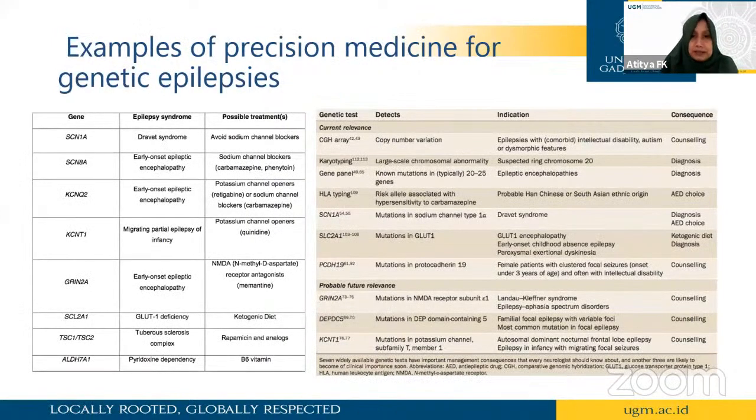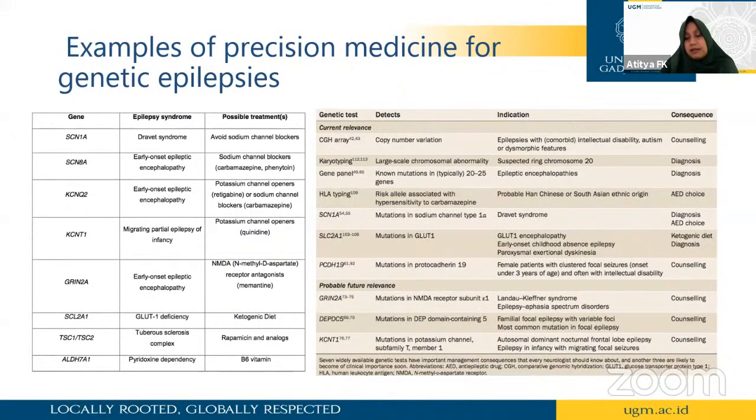Sehingga pemeriksaan genetik ini cukup penting karena akan berpengaruh kepada konseling, kepada terapi, kepada manajemen. Jadi misalnya setelah diketahui pasien dengan Dravet syndrome, setelah dicek ada mutasi pada SCN1A, maka obat-obat yang harus dihindari adalah obat-obat yang bekerja pada sodium channel blocker seperti phenytoin ataupun carbamazepine. Kemudian misalnya pada pasien epilepsi sindrom dengan GLUT1 defisiensi dengan kelainan gen SLC2A1, treatment yang disarankan adalah ketogenic diet.